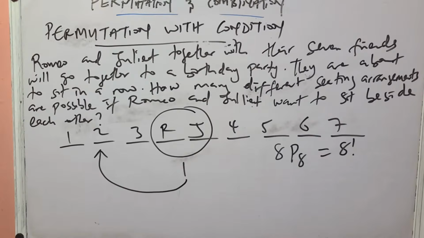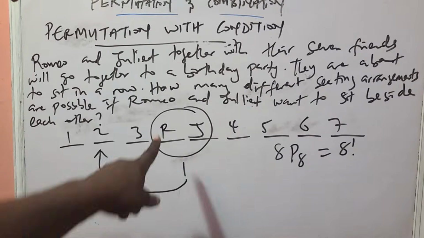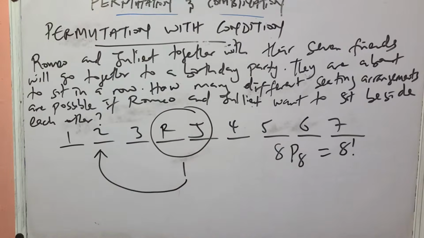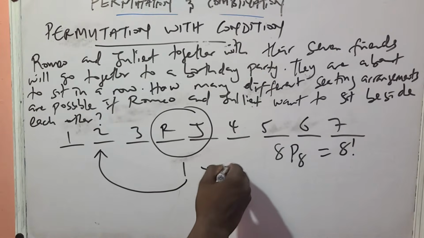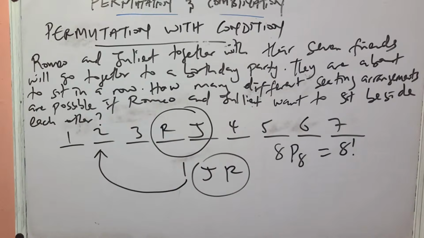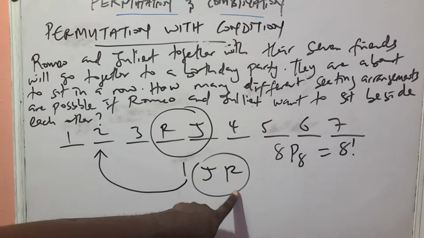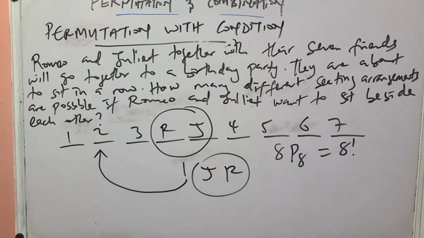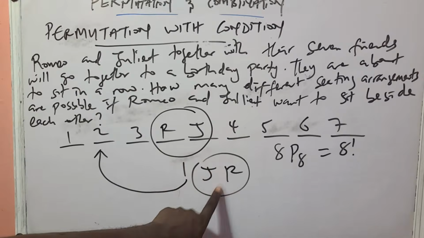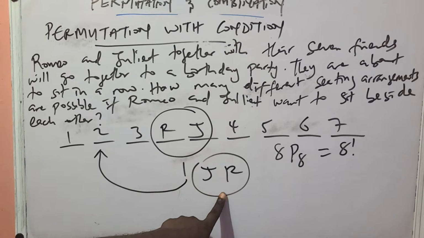Do you know why? Because what I wrote here was Romeo and Juliet. The condition was just that they should sit close to each other. The condition did not say Romeo comes first, Juliet comes second. It's actually possible for you to have Juliet and Romeo. This is still fulfilling the condition that they must sit beside each other. If you have Juliet first and Romeo second in the sitting arrangement, it's still okay. This still fulfills the condition. So you need to also bring this situation into consideration.